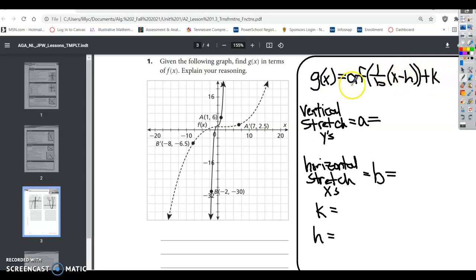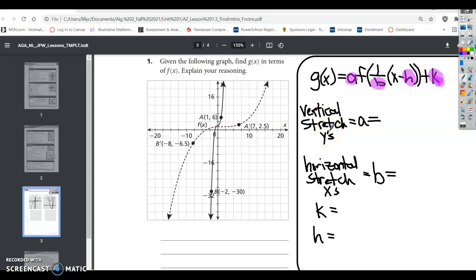So we're looking for several things here. This is g of x in terms of f of x. So we really want to know what is a, what is b, what is h, and what is k. Let's look at how we can find these things. A, if you remember from the notes, is your vertical stretch on your y's. So we're going to be talking about the y values.